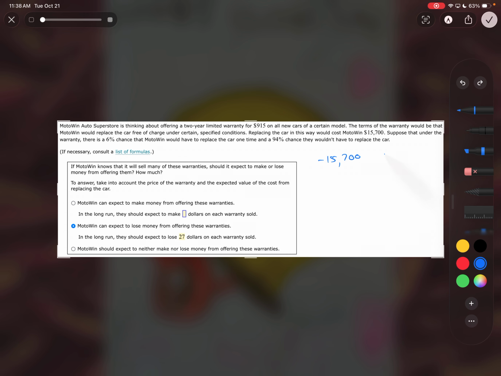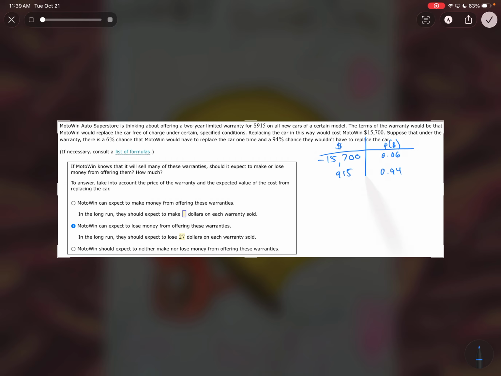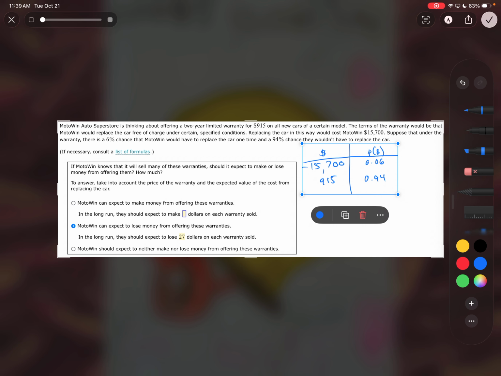This is a probability distribution. Okay. Here you have the money. Here you have the probability that you lose or spend that money. There's a 94% chance that they wouldn't have to replace the car. If they don't replace the car under the limited warranty, the company is going to make $915, right? Because if I pay for the warranty and I don't use it, the company just pockets that. Okay, so this is like a normal or a discrete probability distribution chart where we have the money and the numbers here. This is the way that I do it. Alex is going to do it a little bit differently, but we should get the same answer.